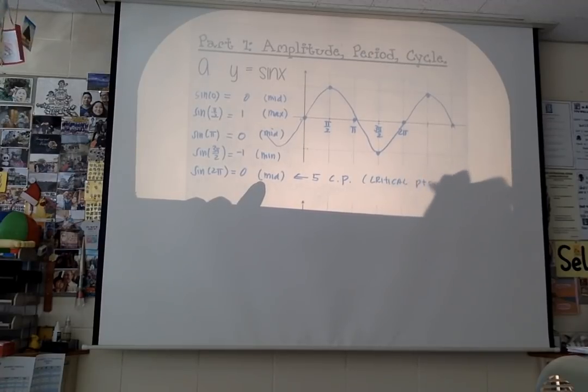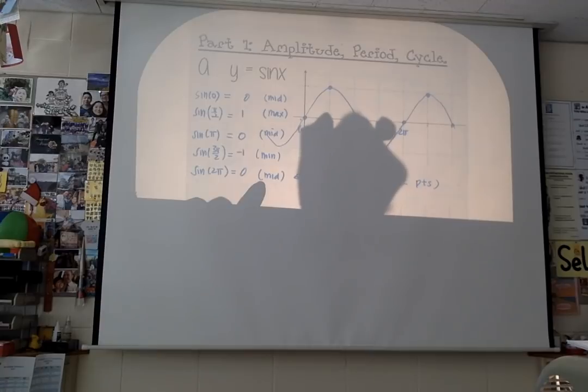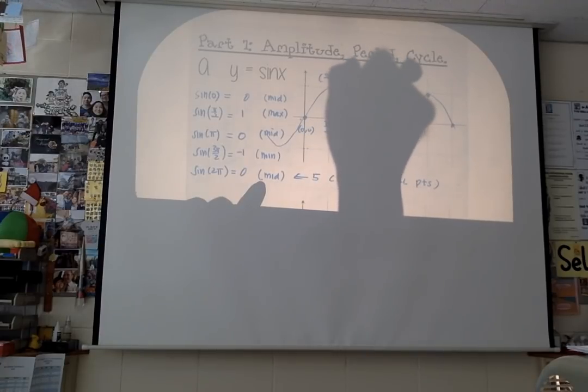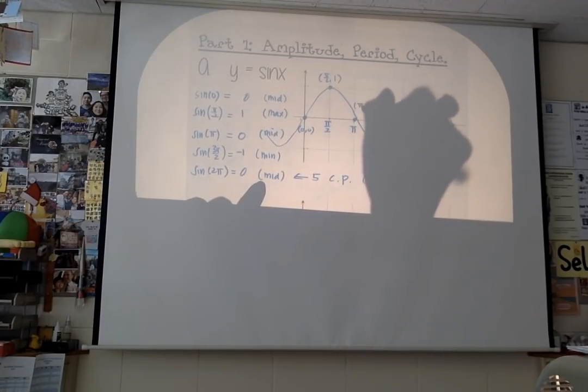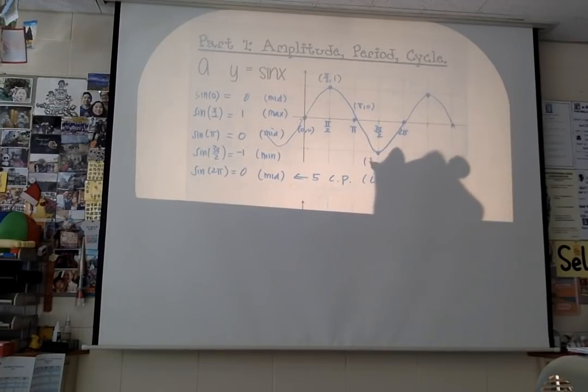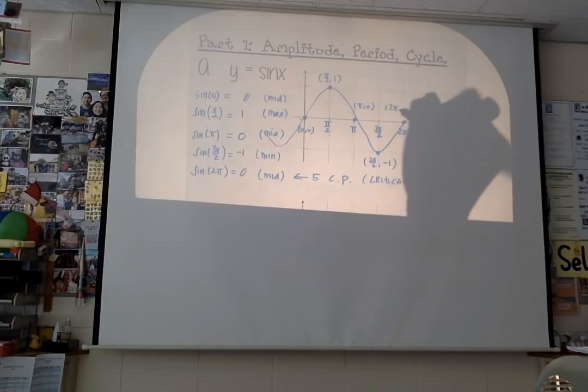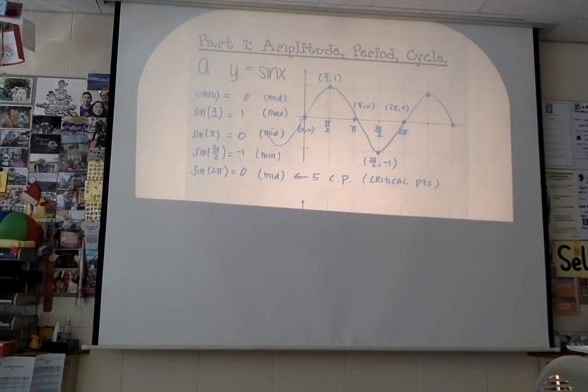Critical points, all right? And you're going to have to label the coordinates like this. 0, 0. This guy is pi over 2, 1. This guy is pi, 0. This guy is 3 pi over 2, negative 1. This guy is 2 pi, 0. You have to label that every time for me on every test and so forth, all right?